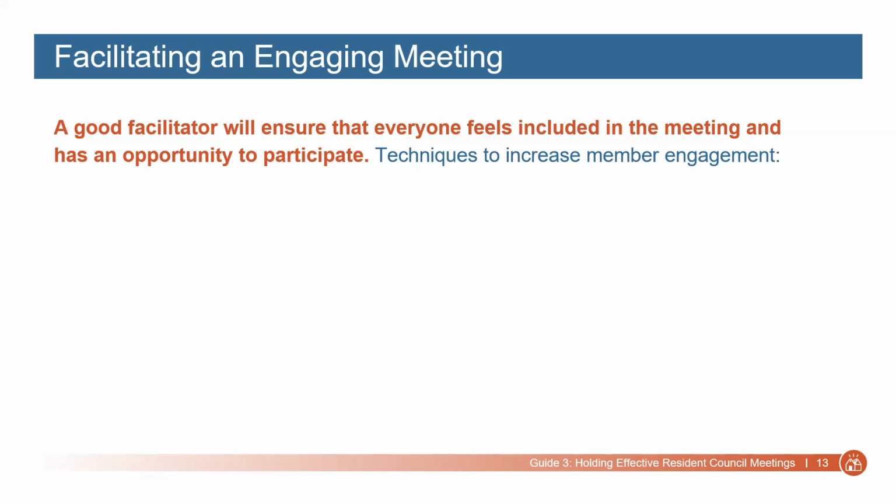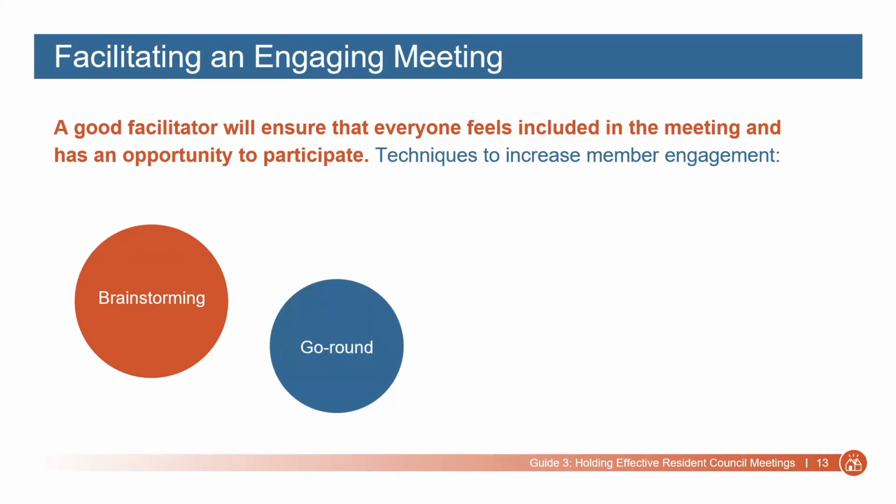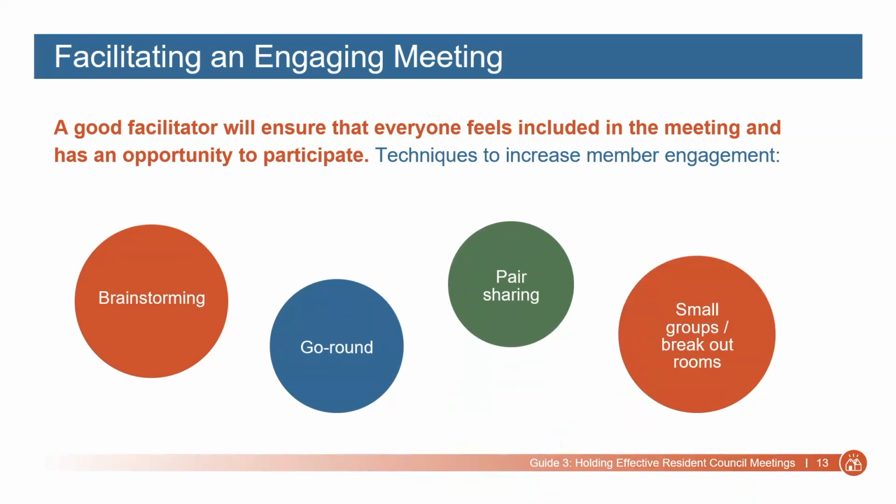In a large group, it can be challenging to get input from everyone. Some people are reluctant to speak in a large group, and hearing from everyone can be time consuming. However, there are techniques you can use to increase engagement from members while being conscious of the time and ending with clear steps and decisions. We'll talk about 4 techniques: brainstorming, go rounds, pair sharing, and small groups or breakout rooms.